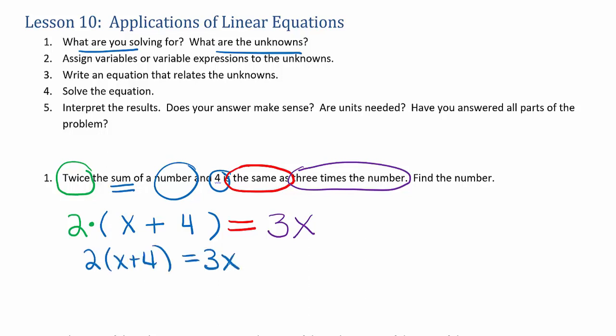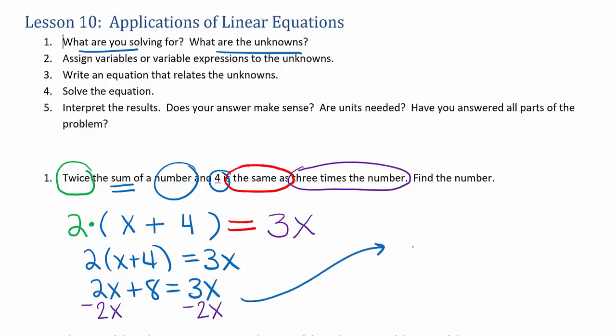So now that I have my equation, I can solve it by getting rid of parentheses. Then I want the x's on one side. I think in this case I'll put the x's on the right. So I subtract 2x from both sides, and I'm left with x equal 8. Now in some cases we'll have to think about whether we need units and does our answer make sense. But this being just an unknown number problem, our answer is a number, so that makes sense in this context.